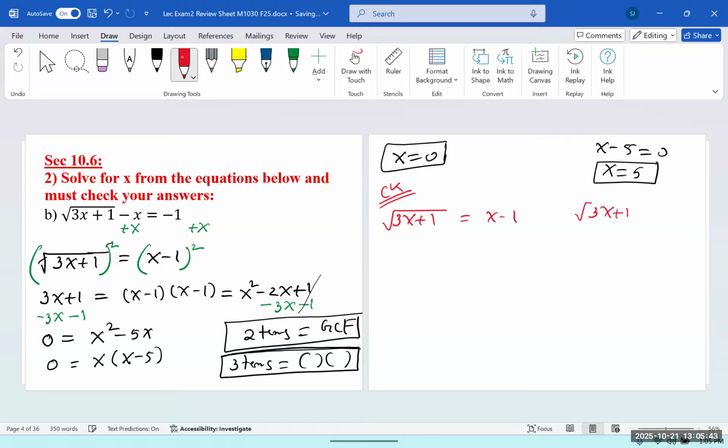How about the right one? 3 times 5 plus 1, what do you have? Square root of 16. And what is square root of 16? 4. And how about 5 minus 1? 4. Do you have the same thing? Yep. So this is our only solution. We accept.